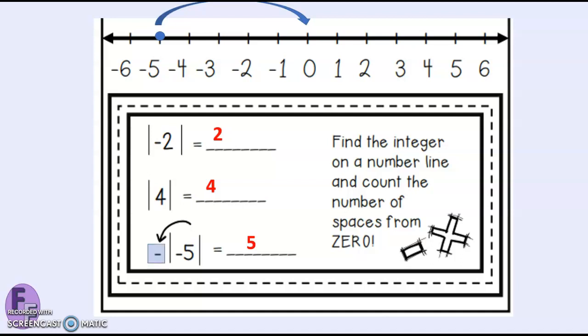But we have that additional negative sign outside the absolute value symbol. This means we want the opposite of the absolute value. The opposite of the absolute value would make this problem a -5.